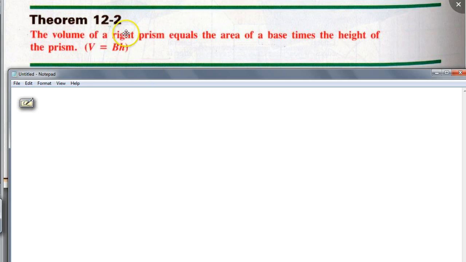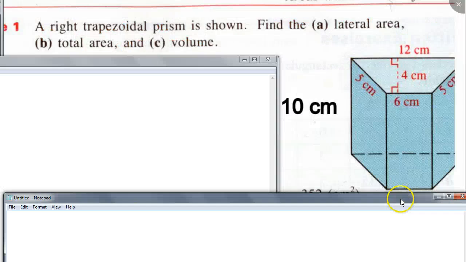Okay, area of the base times h. The h is not capitalized, right? H is just the height. Does that make sense? So write that down. So whenever you see in these formulas a capital letter like B, that means it's the area of the base. Okay. So write that down. I'll wait. Okay, let's look at some examples.